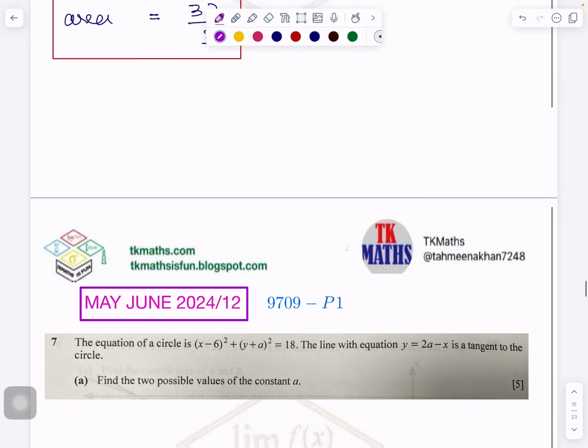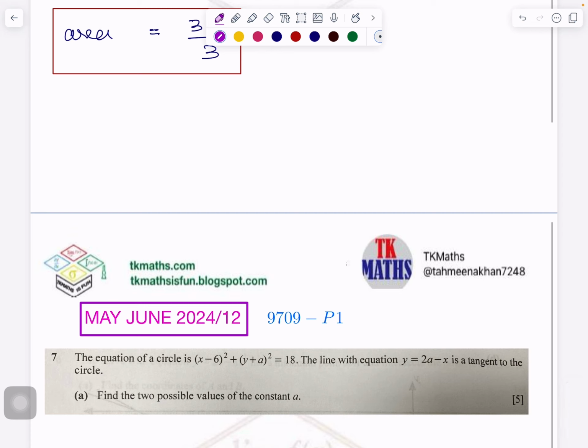So the next question is equation of a circle, but the video has gotten longer. So questions 7 to 10 or 11, I will solve in video number 2.